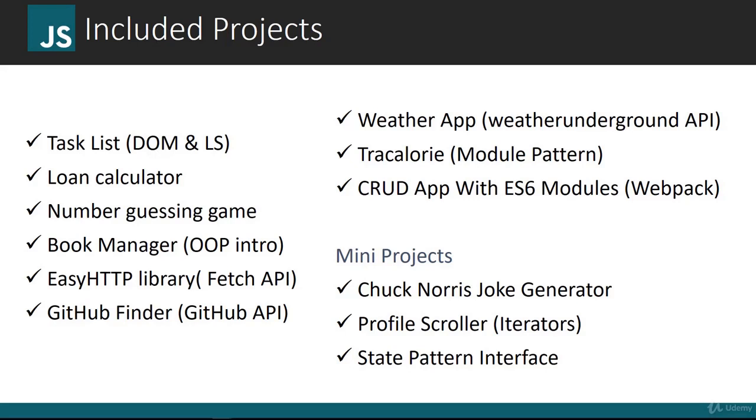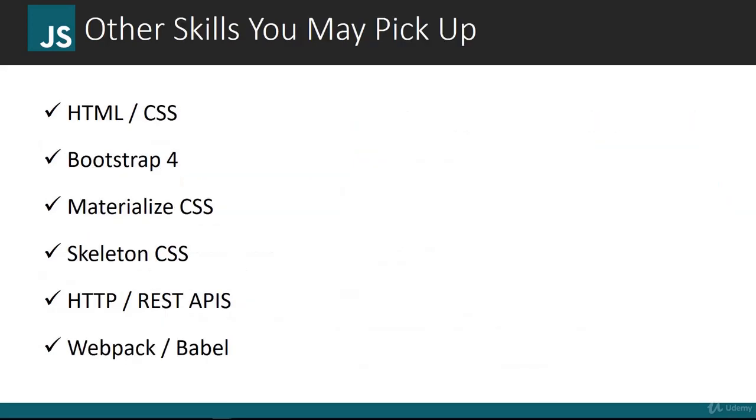And then along the way, we'll have some mini projects like a Chuck Norris joke generator to look at Ajax and how that works, and external APIs, a profile scroller to give you an example of how to use ES6 iterators, and then we'll build a little state pattern interface where we can create a Bootstrap theme, and we can switch pages based on the state. All right, so these are some of the things that we'll learn throughout the course.